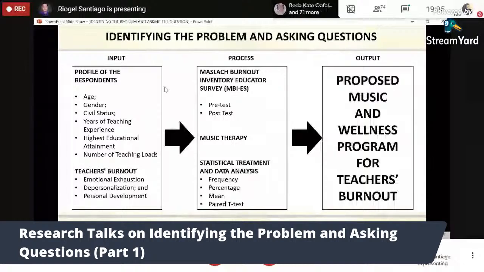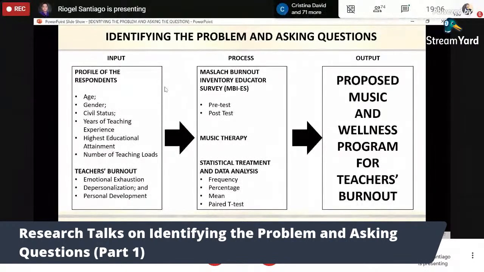Ako sa process using the MBI ES survey, no? Or the Maslow burnout inventory survey. Then apply the music. Then we use the statistical treatment and data analysis, which is another discussion. We have the frequency, the percentage, the mean, and the paired t-test. So ano ang output? Proposed music and wellness program for teachers burnout.